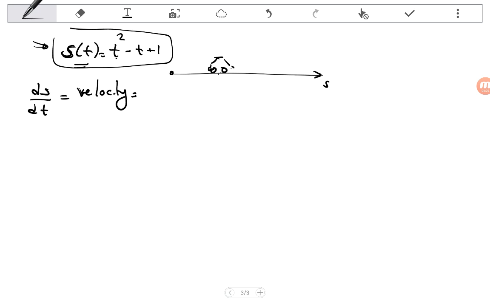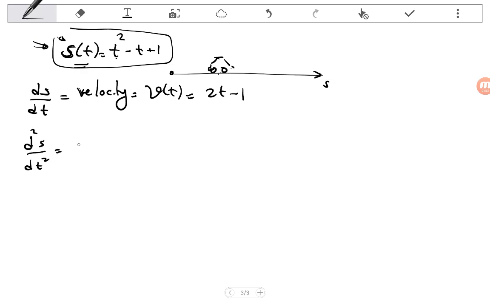Speed is the rate of change of the magnitude of the position. Velocity is the speed of change of the position of the car. So I may say that this is v of t. What is v of t in this case? It will be 2t plus 1. Now, what is d2s by dt squared?